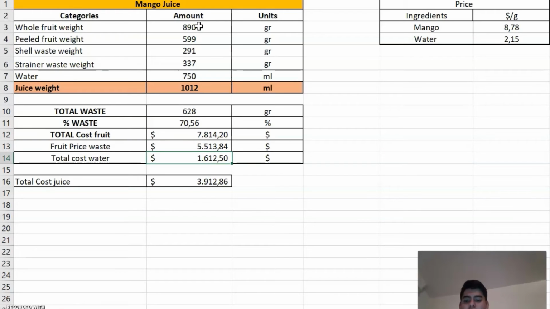We have the total cost of water that is the amount of water times the price of water per gram. And we have the fruit price waste that is the amount of waste times the price of the fruit per gram, and we have the total cost of use that is 3,912.86. That is the sum of the total cost of fruit plus the total cost of water minus the fruit price waste.